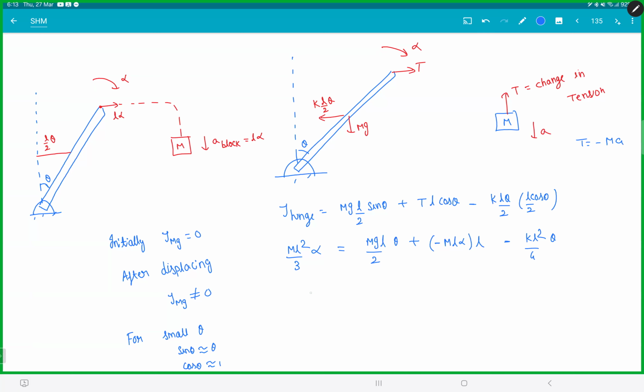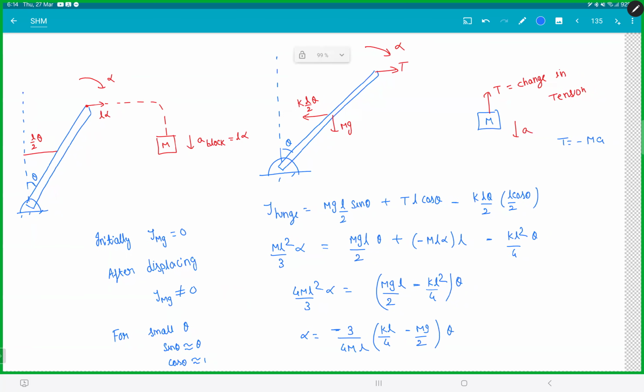Now bring alphas to one side. That will be 4 ml square by 3 alpha, equal to mgl by 2 minus KL square by 4 theta. So we get alpha is equal to 3 by 4ml times mg by 2 minus KL by 4 theta. You can just alternate them because you need a minus sign outside: KL by 4 minus mg by 2.